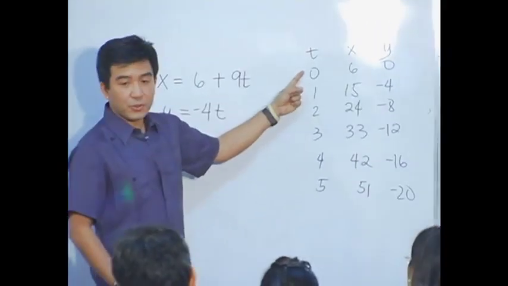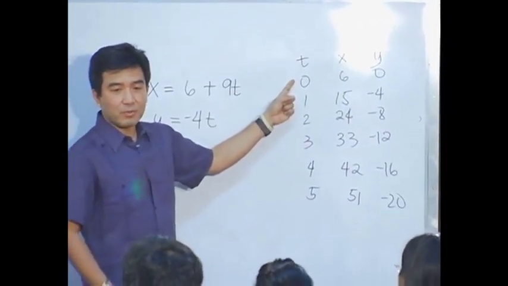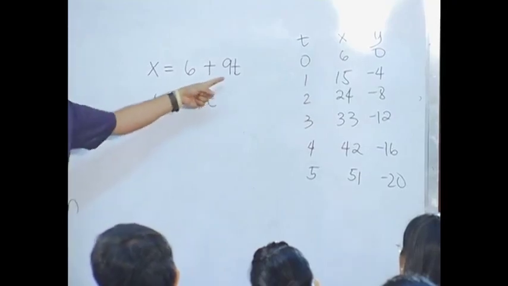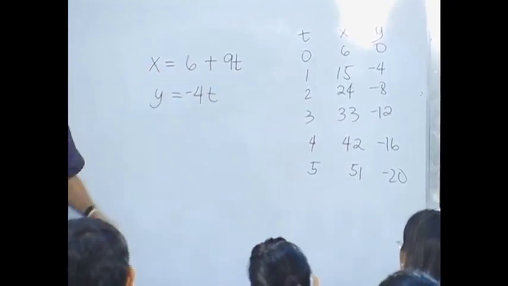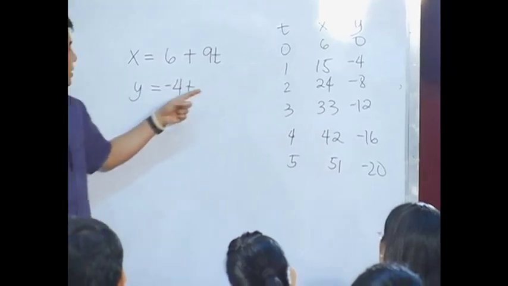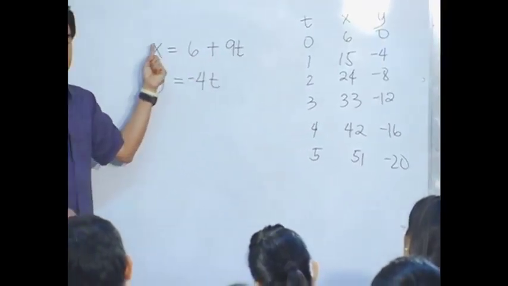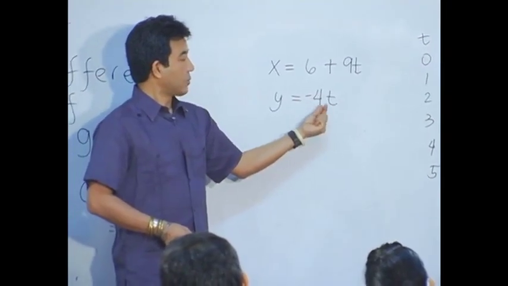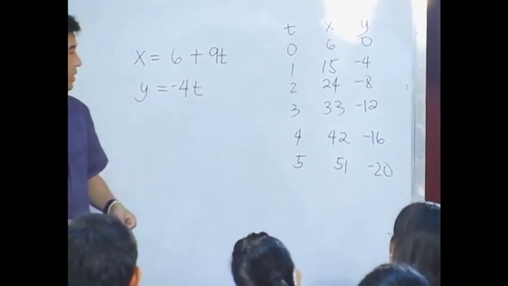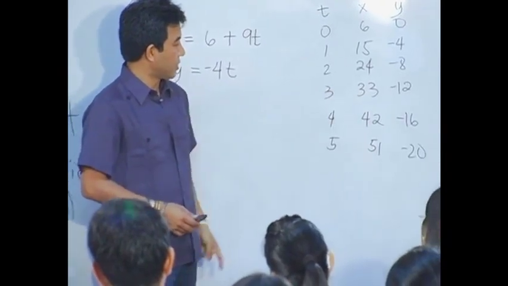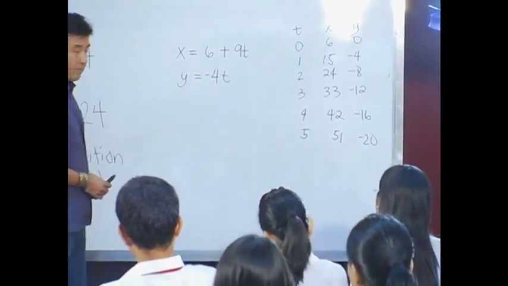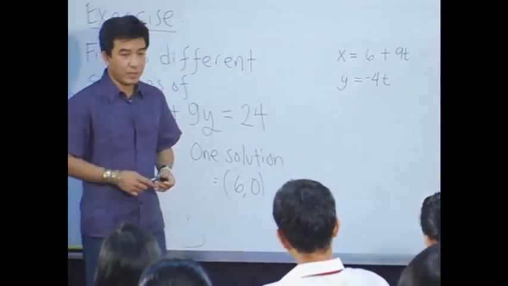So our initial solution was obtained when t was equal to 0. If t is 0, then x, y is just 6, 0. If t is 1, we have 6 plus 9, so that's 15, and negative 4 times 1 is negative 4. If t is 2, we have the solution 24, negative 8. If t is 3, we have this solution. For t equal to 4, we have this solution. For t equal to 5, we have a rather big solution, 51, negative 20.